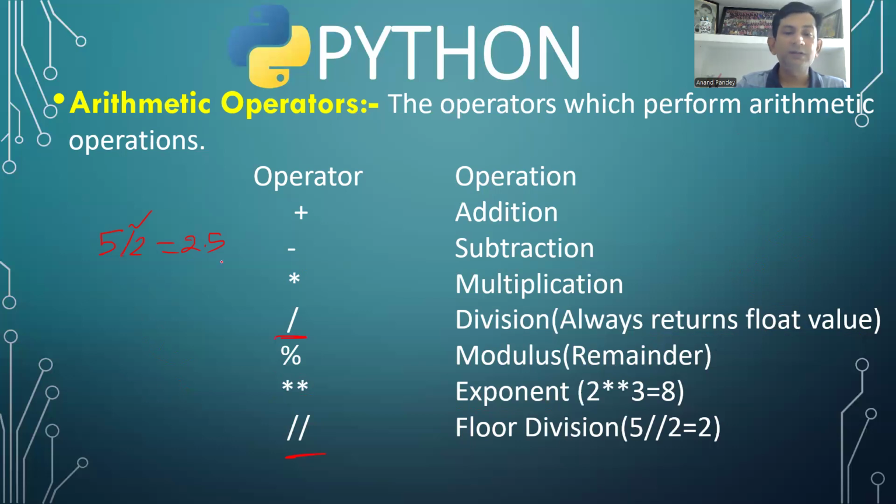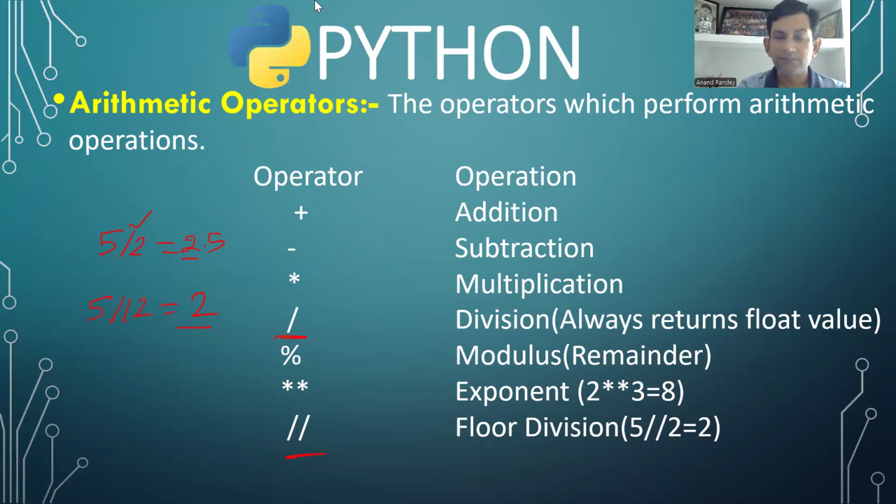But if you want only 2, only the integral value, which is sometimes required, in that case you can use this floor division operator. 5 by 2 will be what? 2. It will return only the integral part of the quotient. 5 by 2 will be 2.5, but it will return only 2. The result of 5 floor-divided by 2 will be 2. This I'm going to show you through IDLE also.